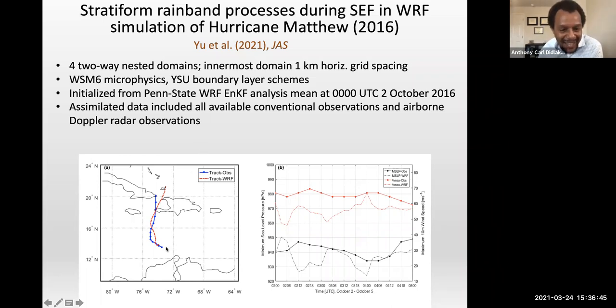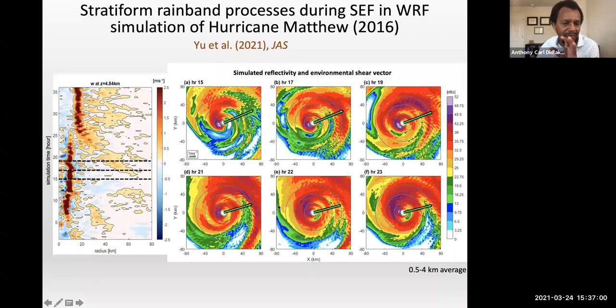All right, so we have here our observed track and the WRF track, and they're pretty similar to each other. And the same thing with the intensity. So what we did was we took this full physics simulation, and we found that it had a clear secondary eyewall. And we wanted to see what role the rainbands were playing in the secondary eyewall. That was shown here in the Hovmöller diagram of vertical velocity.